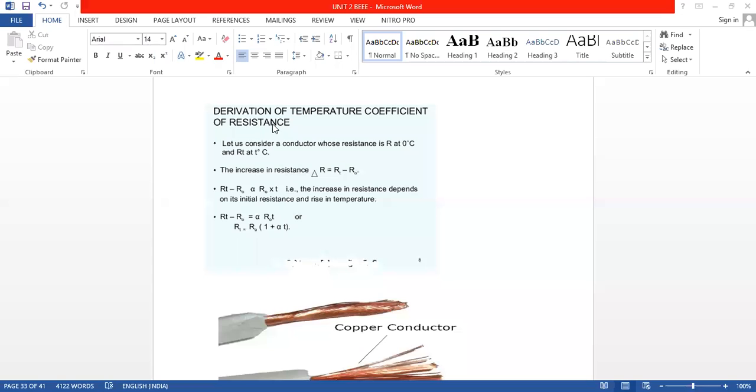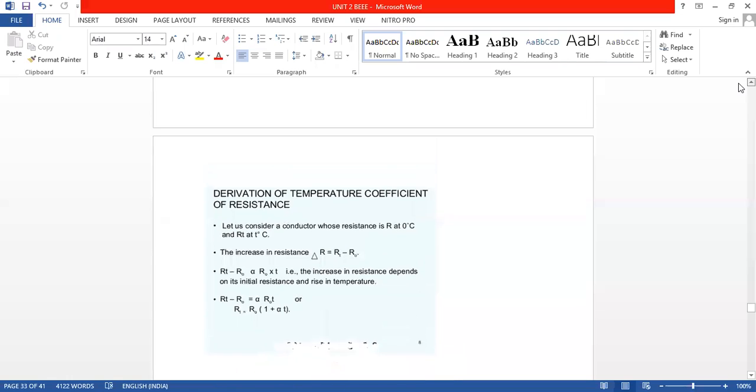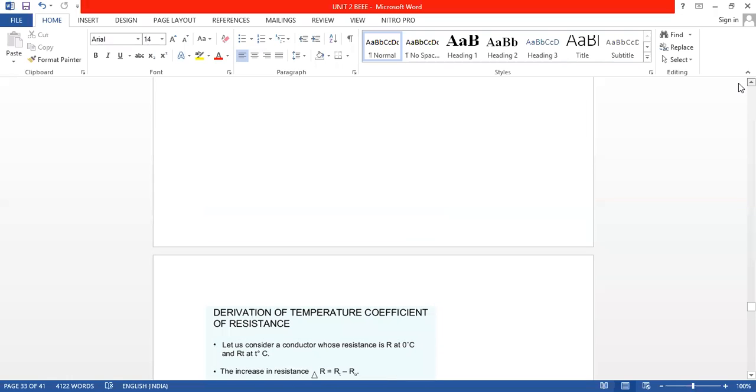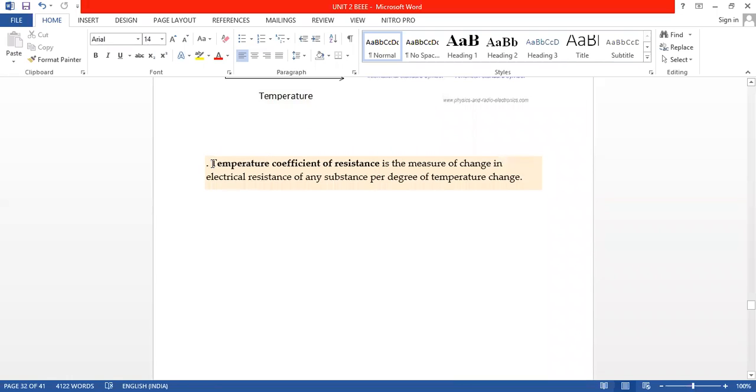Derivation of temperature coefficient of resistance. For the mid examination, and for the external also, this derivation is important. First we'll see the definition. What does temperature coefficient of resistance mean?